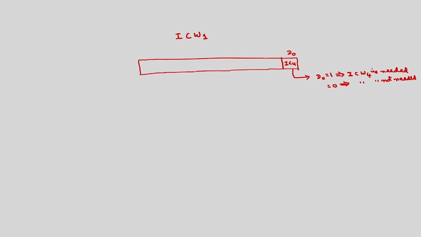Then the second bit, D1, will be here, either single mode or cascade mode, SNGL. If the D1 bit is 1, it implies single mode. As I have discussed, this 8259 can operate in single mode as well as cascaded mode. In single mode, 8 different devices can be connected to 8259, whereas in cascade, 64 devices can be connected. I will discuss how this 8259 will be cascaded to service 64 different IO devices.